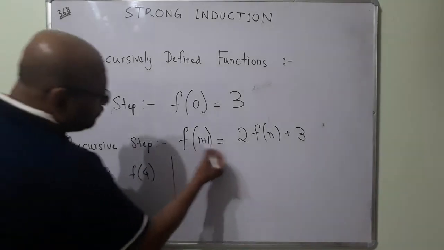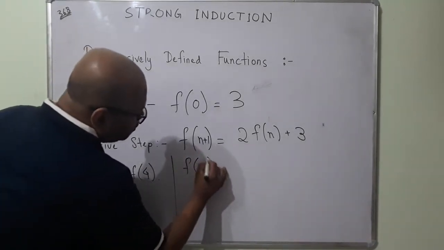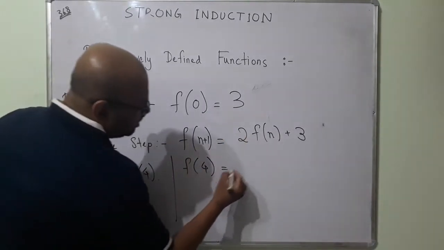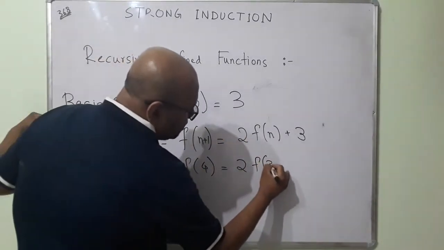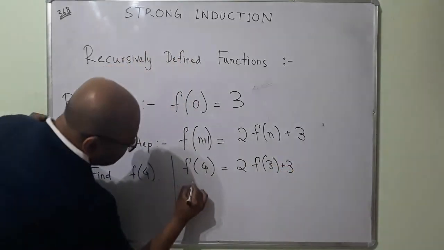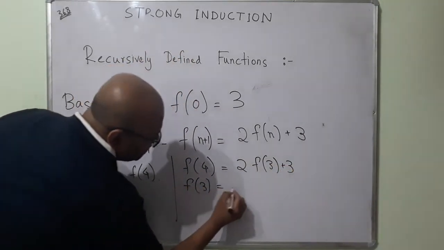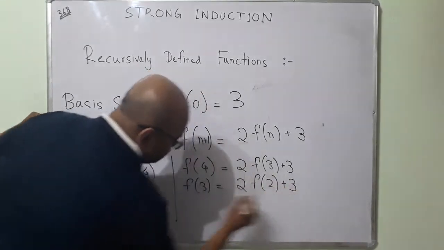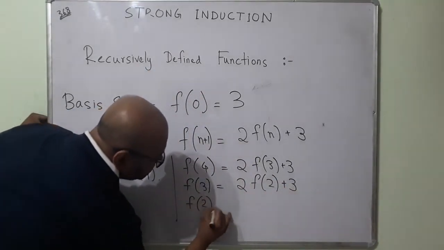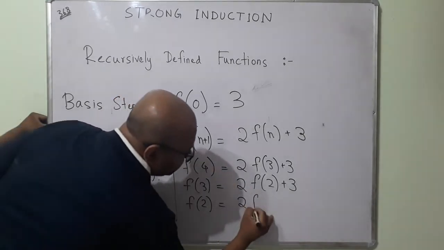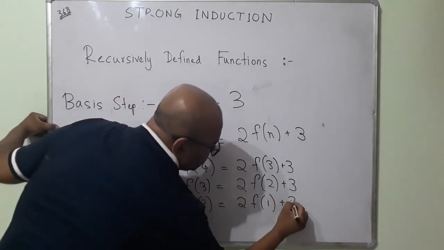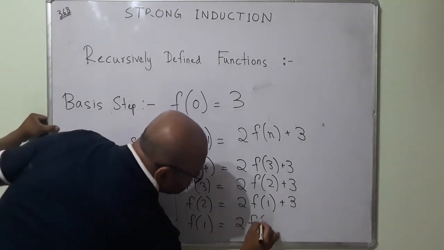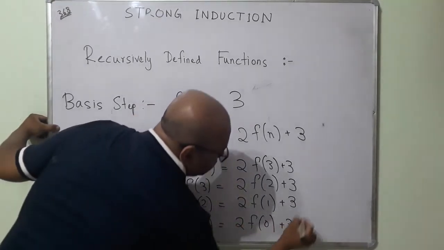Now to find f of 4, what will I do? I will go to this recursive step, recursive definition. It will be 2 into f of 3 plus 3. What is f of 3? F of 3 is again 2 into f of 2 plus 3. What is f of 2? F of 2 is 2 into f of 1 plus 3. What is f of 1? F of 1 is 2 into f of 0 plus 3. What is f of 0?